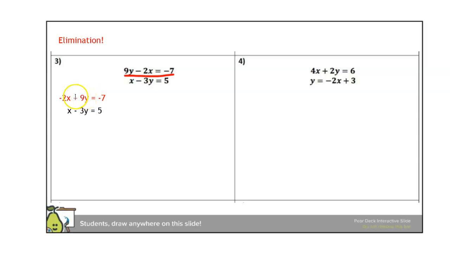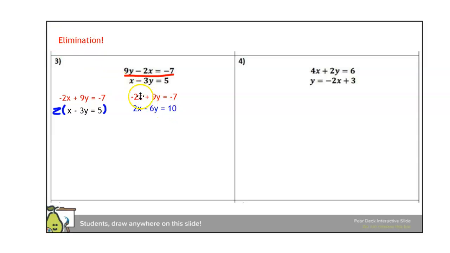Now that they're in the correct order, x's are lined up, y's are lined up, now I can identify what to multiply both equations by, or one equation by. In this case, it looks like if I multiply this second equation by a 2, I'm going to get -2x and 2x, and that'll be an easy elimination process. So you can see 2 times x is 2x, 2 times -3y is -6y, and 2 times 5 is 10. Now I'm going to add straight down.